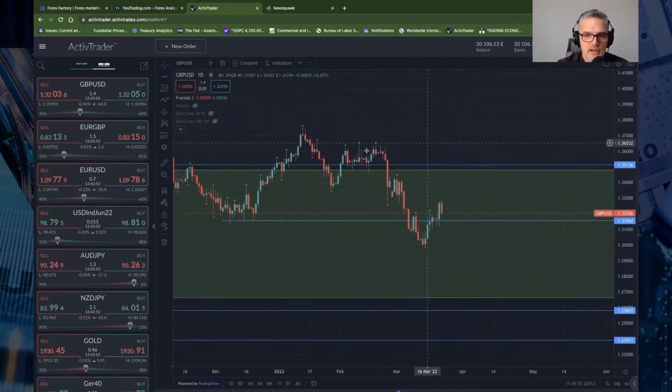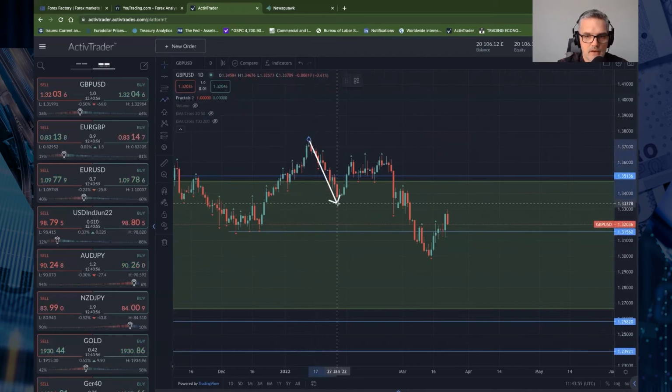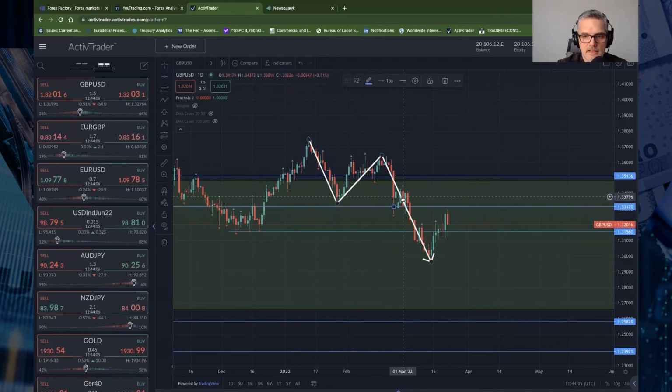On the daily chart, like I said, we are making lower lows, lower highs. So technically, downtrend still. Looking to the left, I was hoping to get an entry at this low on 3rd of March. Didn't quite make it up there. Like I said, 1.33 got in the way.